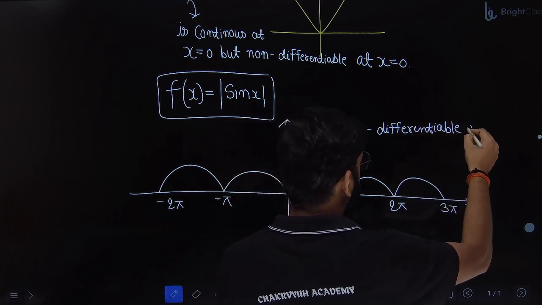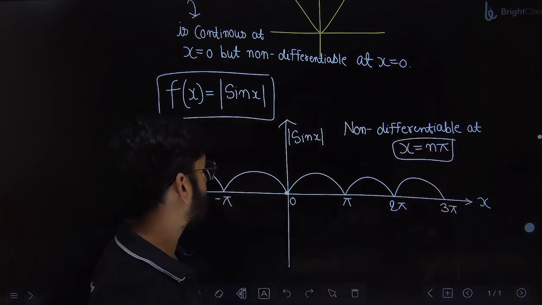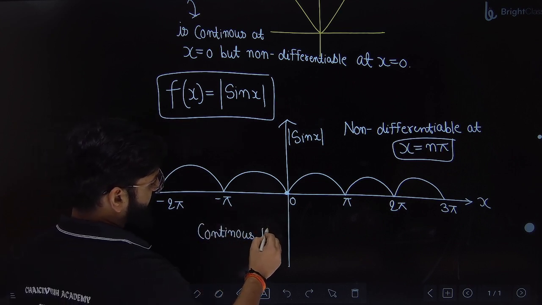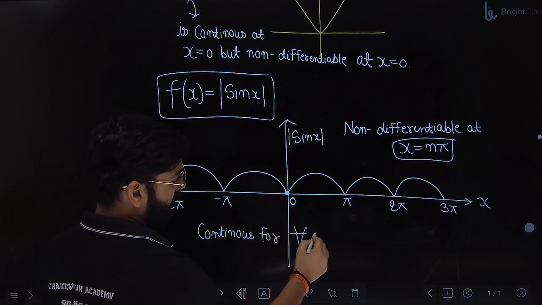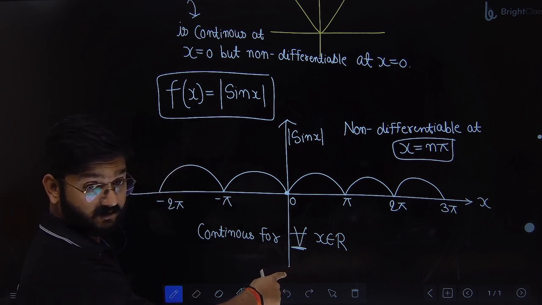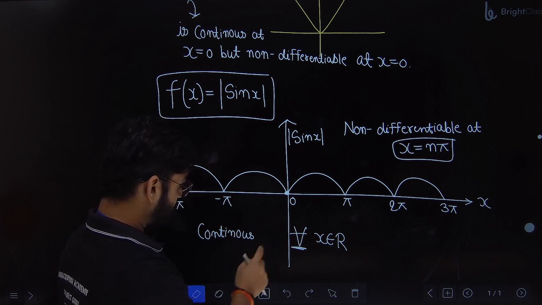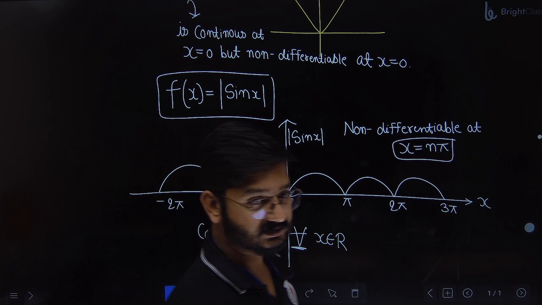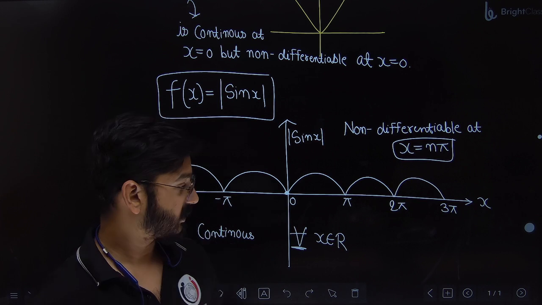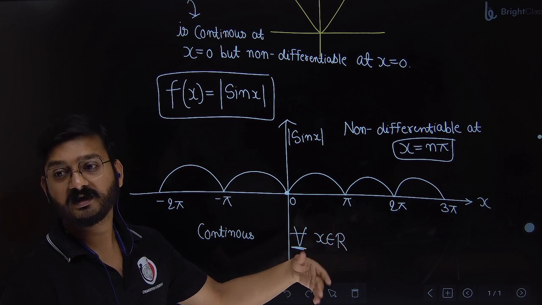So non-differentiable at x equal to n pi, and continuous for all x belonging to R. You guys know this symbol? For all. I wrote for, I will remove it. This symbol you would have studied in sets and relations. This symbol means for all, inverted A. So continuous for all x which belongs to R means all real values.